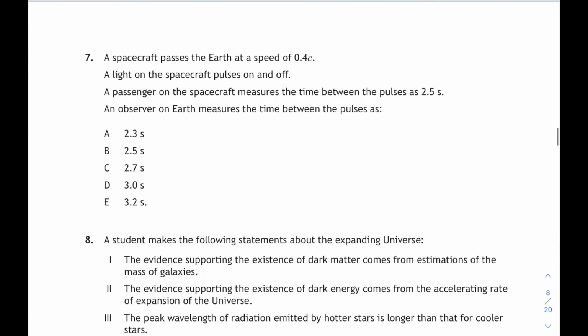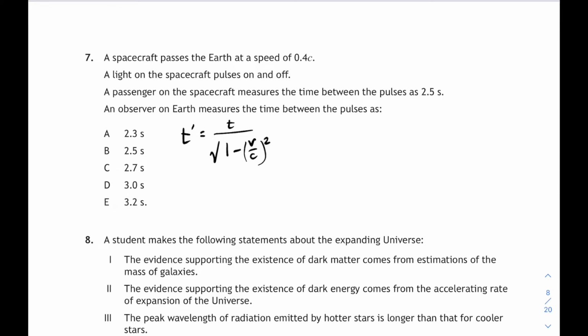A spacecraft passes the Earth at a speed of 0.4 c, and a light on the spacecraft pulses on and off. A passenger in the spacecraft measures the time between the pulses as 2.5 seconds. So an observer on the Earth will measure the time between the pulses as... Well, this is a time dilation and special relativity question. And don't forget, with these questions, all you're usually asked to do is plug numbers into the time dilation relationship. So just go straight to your relationship sheet, make sure you copy it down correctly in your rough working, and substitute the numbers in. So it's t dash that we're looking for.